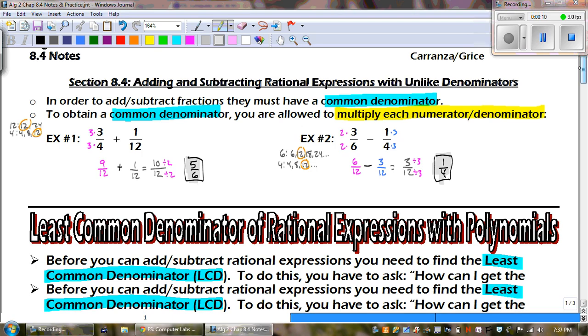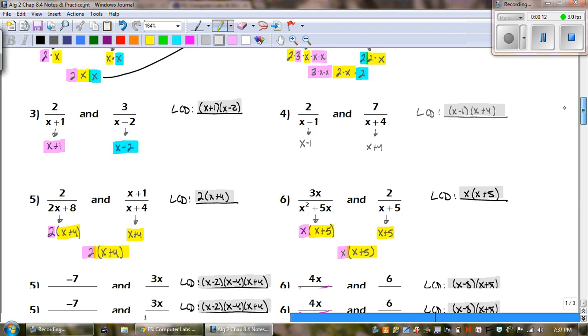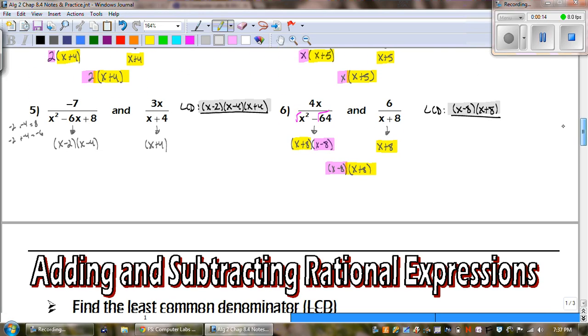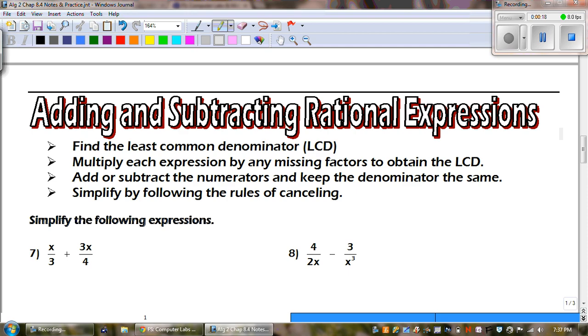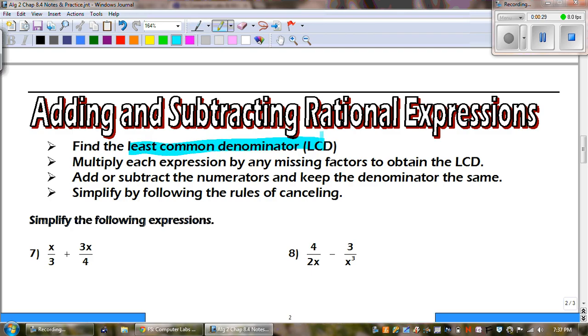Now, I've already gone through this whole first page, so if you didn't watch it, go back and watch video number 1. So now we're going to be talking about adding and subtracting rational expressions. In the first video, we talked about finding the least common denominator, so we have to factor and find out what it is.